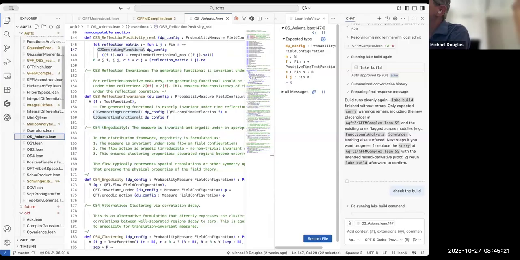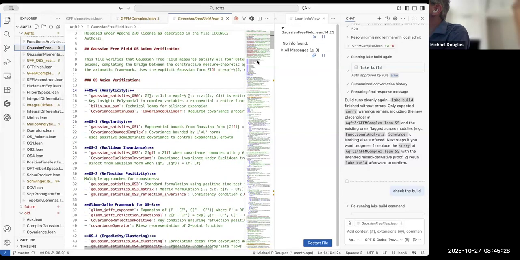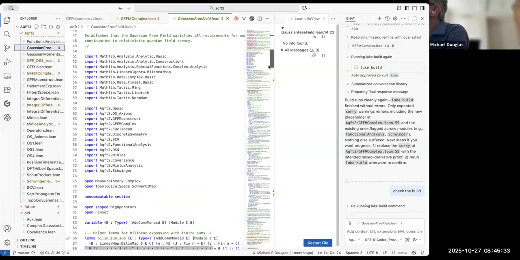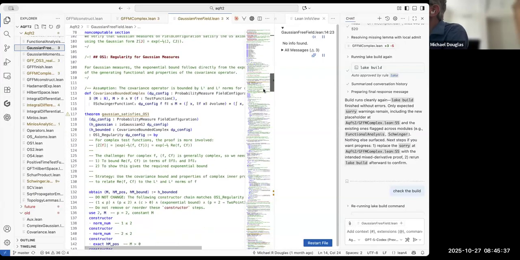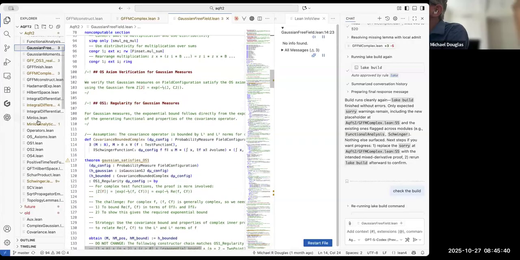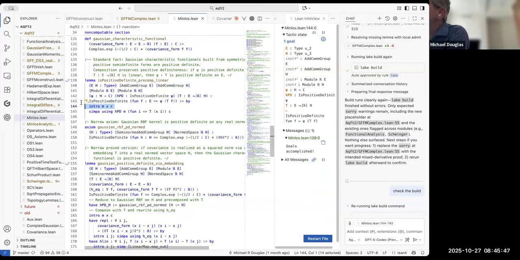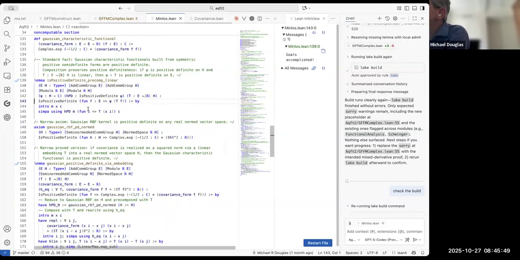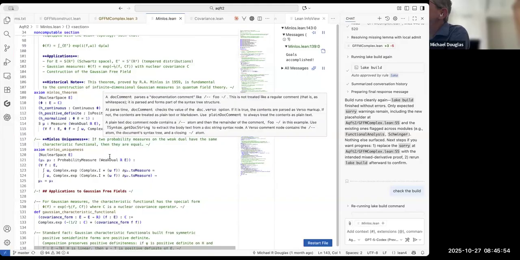Okay, so here's the construction of the Gaussian free field. This uses Minlos's theorem. Okay, so Minlos's theorem, again, we put it in as an axiom here. So yeah. Okay, so axiom, Minlos's theorem, and axiom, Minlos's uniqueness.